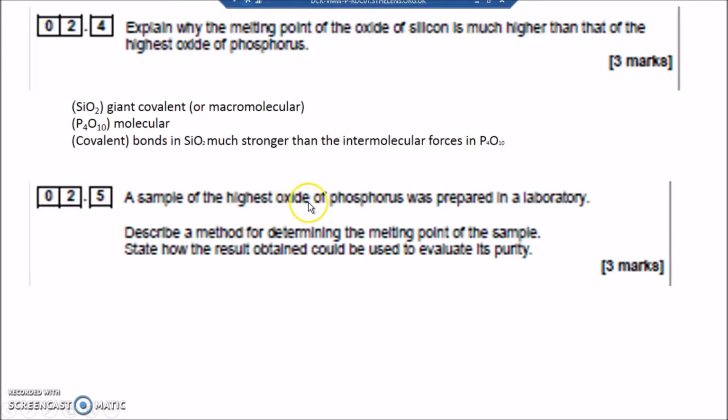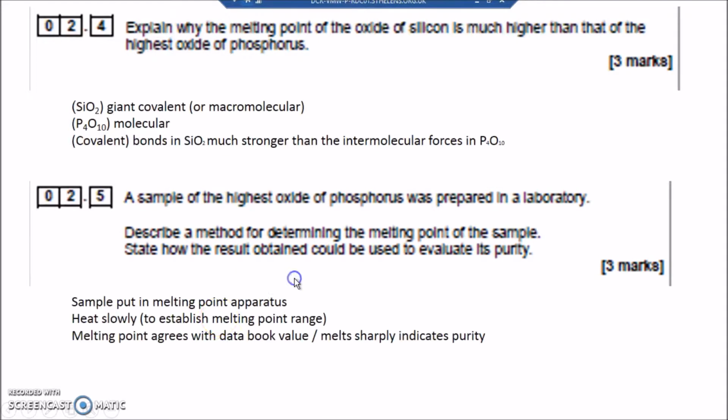The sample of the highest oxide of phosphorus was prepared in the lab. Describe the method for determining melting point. So you put a small amount in a melting point tube, and then you melt it. You heat it slowly, well, you can say heat it slowly throughout, actually, especially near the expected melting point. And then if the melting point agrees with the data book value, you know you've got a pure sample. It also melts sharply if it's pure as well.